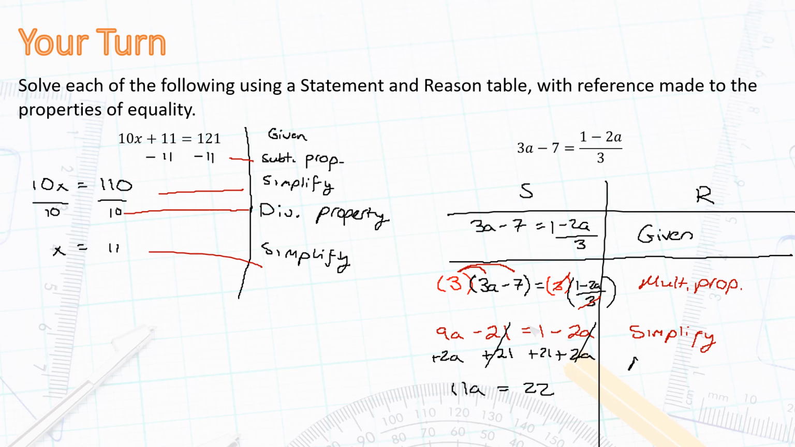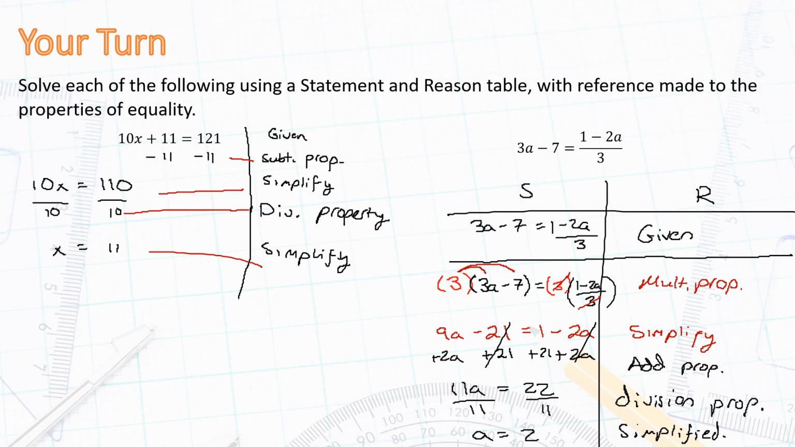So what we did there was the addition property of equality. And then 11a equals 22. We want to divide by 11 on both sides. So 11 divided by 11 is 1, we get left with a, and 22 divided by 11 is 2. And this was the division property of equality. And then we also simplified.